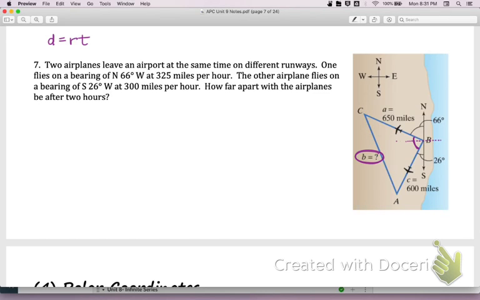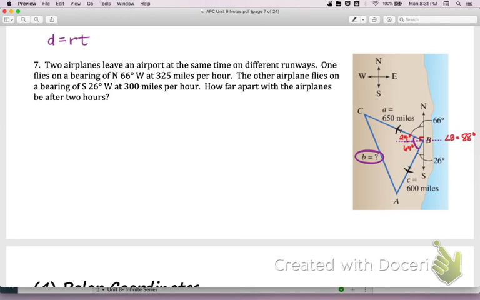Well, again, based on knowing what this east-west line is, we know that if that top angle is 66, this is a right angle, so subtract it from 90 and we get 24. And the bottom one, we have 26, subtract that from 90 and we get 64 degrees. So angle B is the sum of those, which is going to be 88 degrees. So that is angle B.